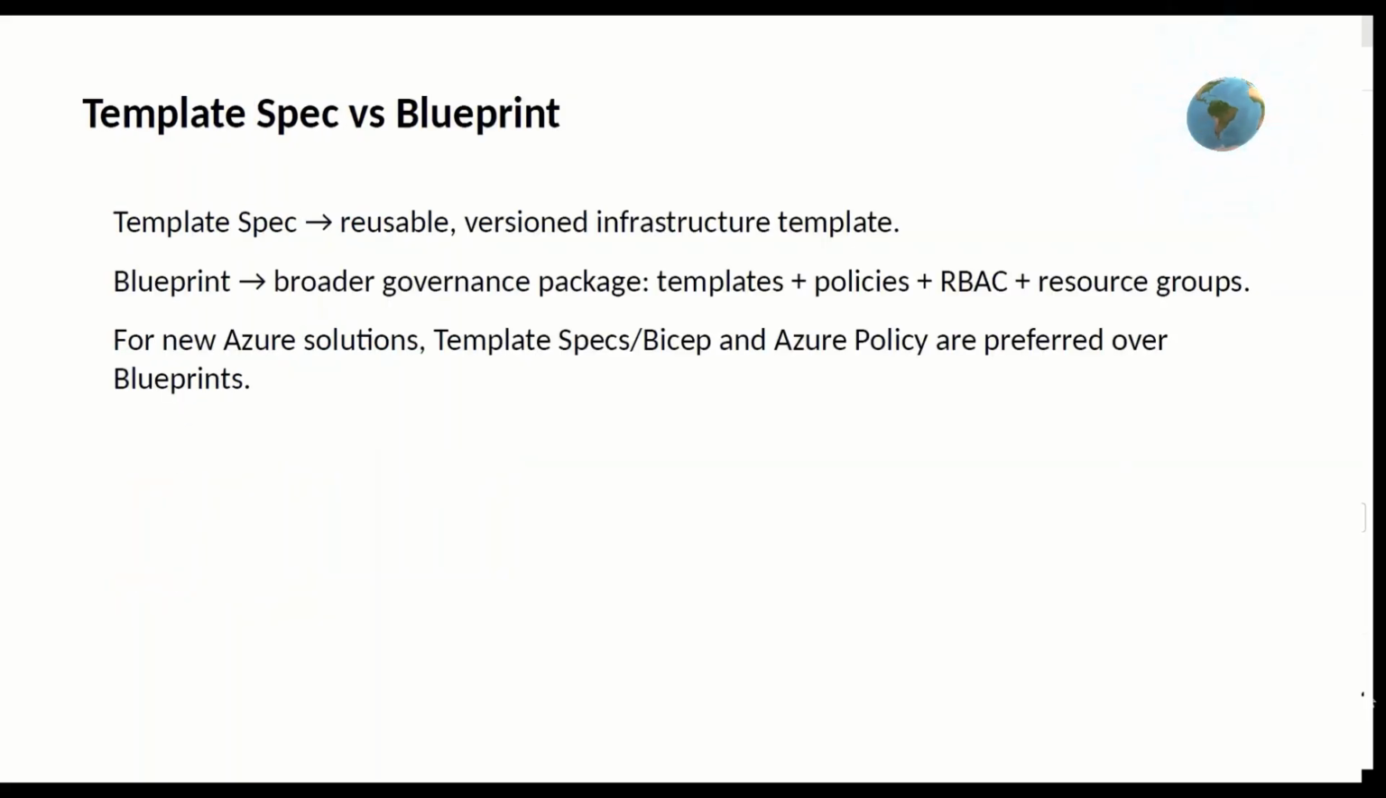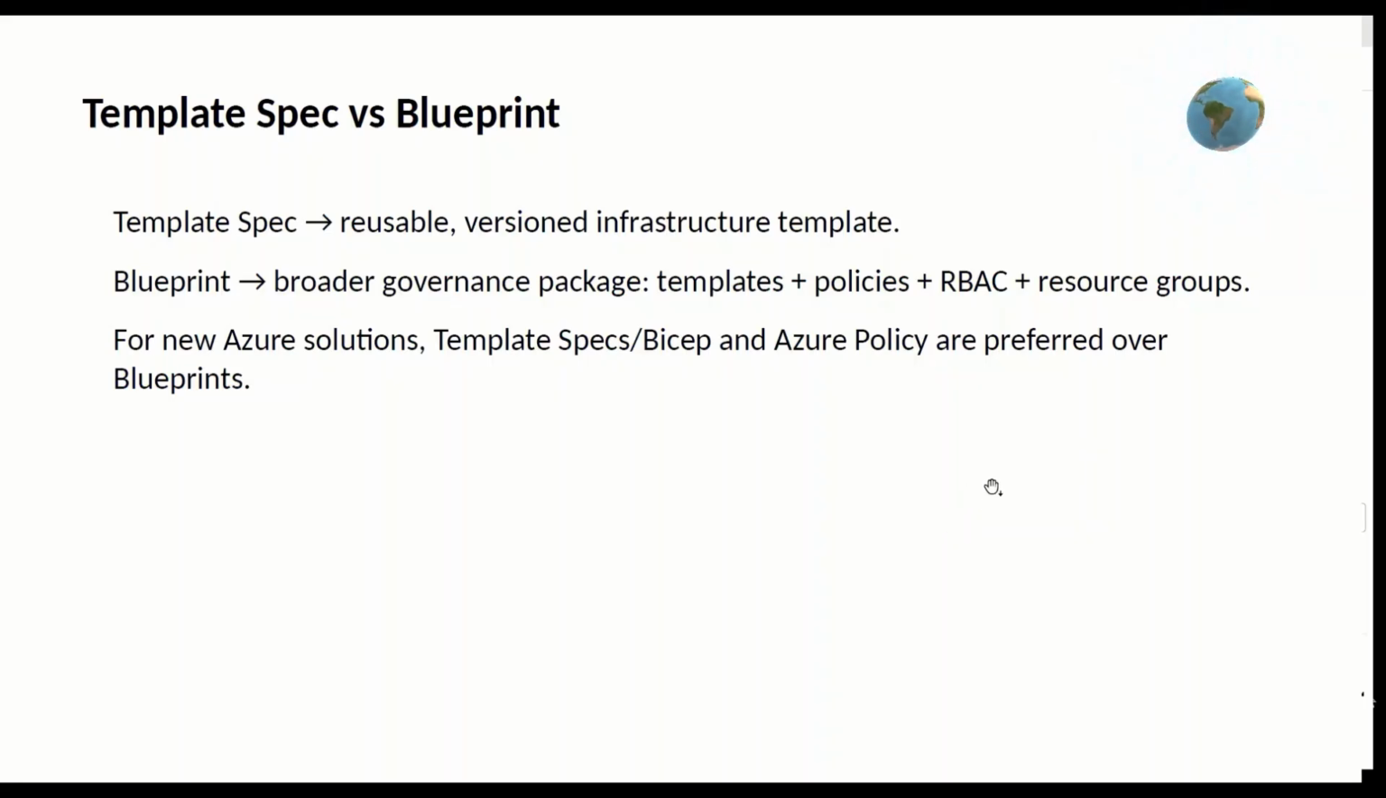So what is the difference between Blueprint and template spec? Blueprint is about to retire, so it will be retired in January 2027. Blueprint includes everything like policy, governance, RBAC, resource groups. All these things are included in Blueprints. But in template spec, we have only versioned infrastructure templates. Other than that, policy or other governance is not there on the template spec side. That's pretty much it on template spec.